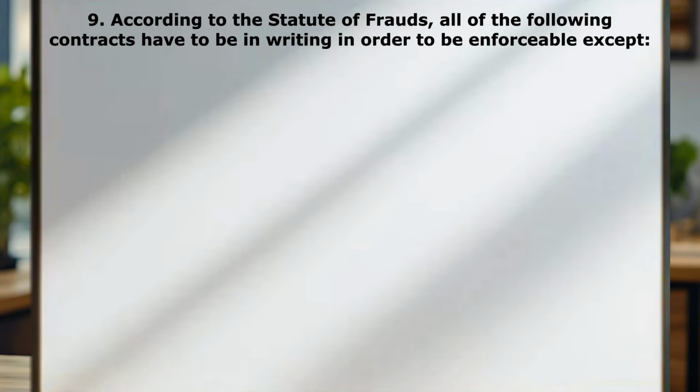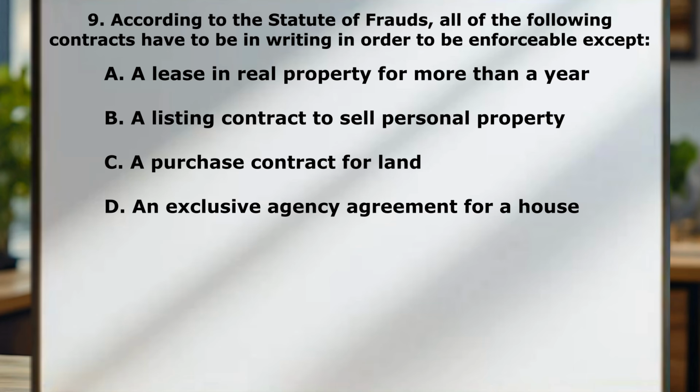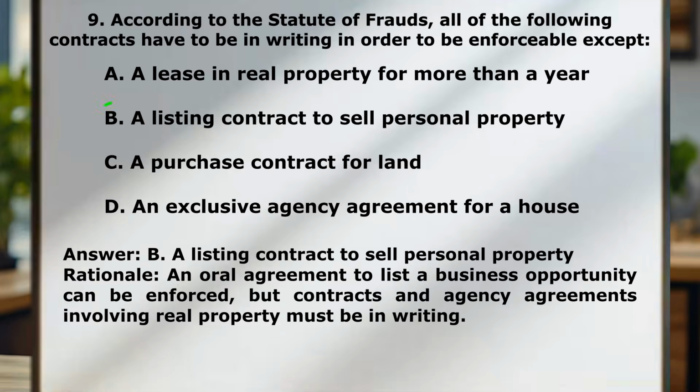Question number 9. According to the statute of frauds, all of the following contracts have to be in writing in order to be enforceable, except A, a lease in real property for more than 1 year. B, a listing contract to sell personal property. C, a purchase contract for land. D, an exclusive agency agreement for a house. Correct answer here is B, a listing contract to sell personal property.